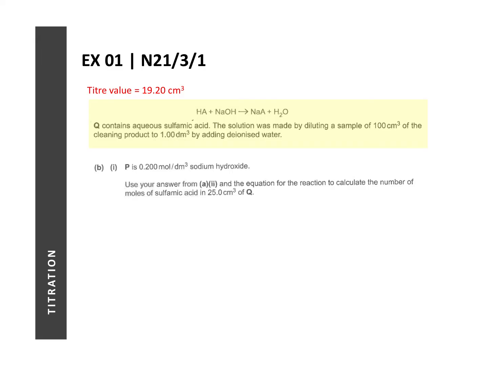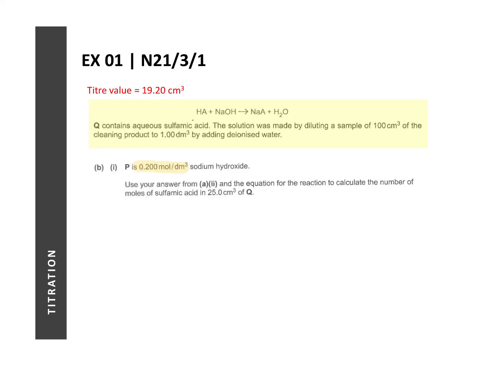Next, we'll look at how we can make use of the concepts that we have just learned to solve the questions in this titration. For this titration, we will assume a titer value of 19.20. For the first part of the calculations, you are supposed to find the number of moles of sulfamic acid. That can easily be solved using the 3C approach. The first C is to convert to moles. Over here we are given the concentration of sodium hydroxide, and we also know the volume of sodium hydroxide, which is the titer value in this titration.